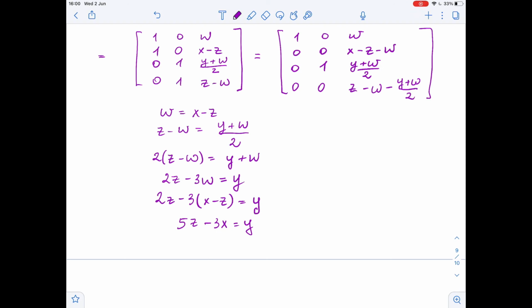So now we get that W is X minus Z, Y is 5Z minus 3X, and X and Z are just the same. So we can write down that the span of A1 and A2 is equal to X minus Z, X, 5Z minus 3X, Z. And this is our final answer.